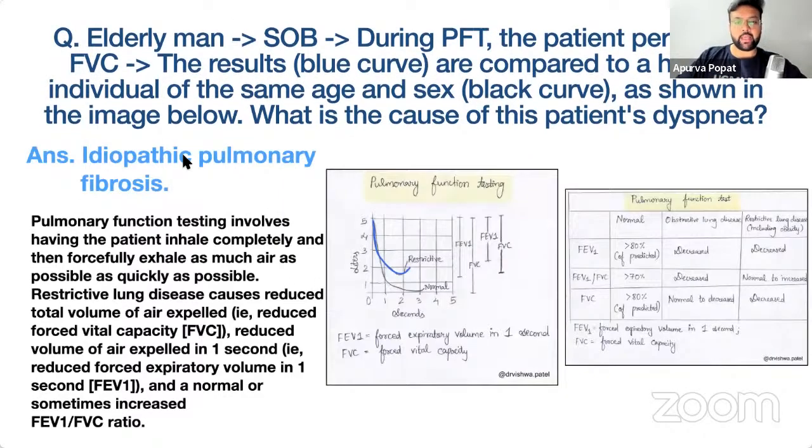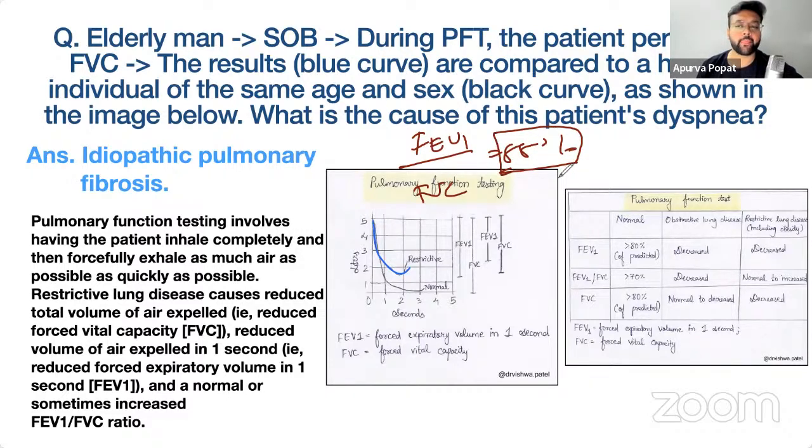so this is actually restrictive lung disease, and you have to choose any of the restrictive lung disease if it's in the options. Okay, so in this case it was fibrosis, so you can choose fibrosis. What's the golden number if I say FEV1 by FVC is 88%? Is it normal?